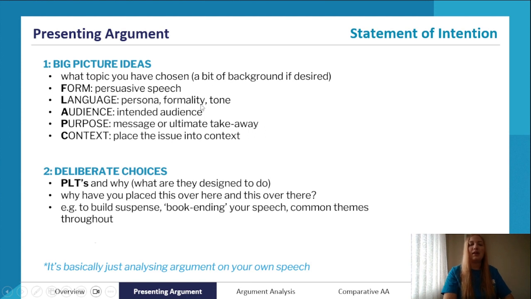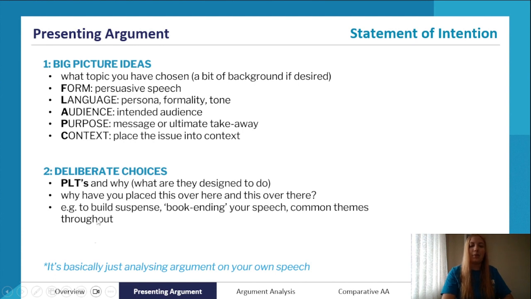For example, if I didn't have a distinct tone in my oral, that would be a bit of a problem because there wouldn't be a clear voice to my piece, and it wouldn't be as engaging. And then of course you also struggle to write this statement of intention, which is 25% of your marks.